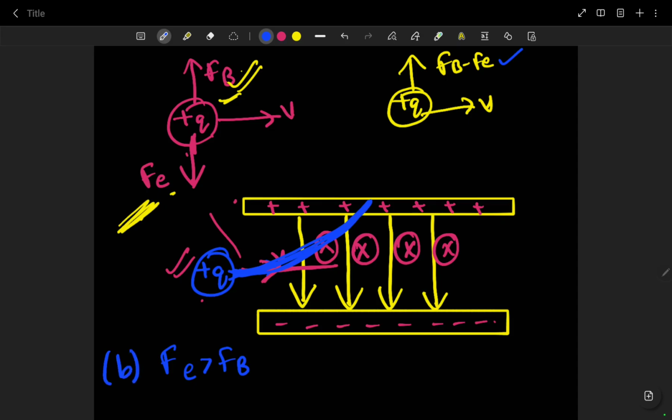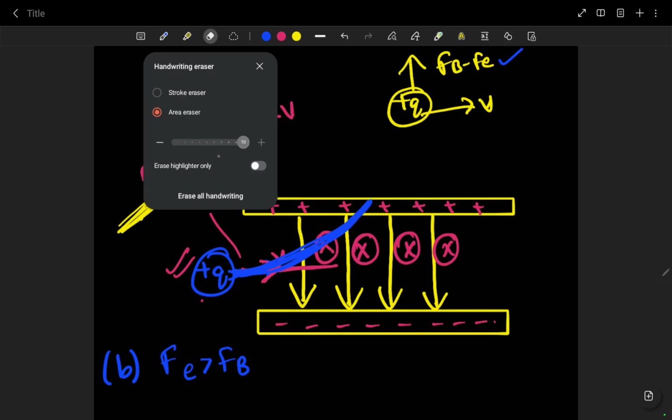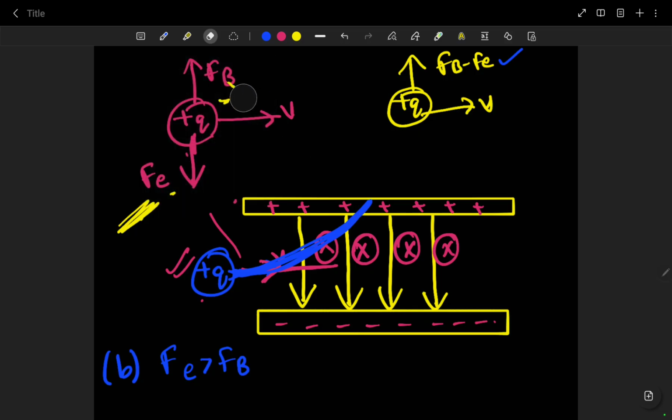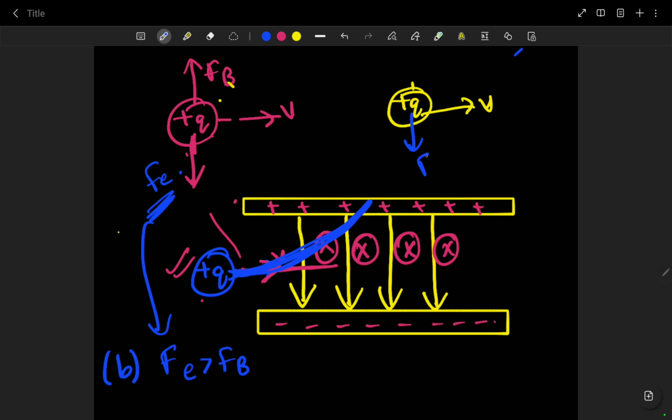Now let's talk about case B. In that case, what will happen? Can you tell me? So in this case, it will align more towards this direction, because FE is greater. So if FE is greater, what will happen at that point? You will draw the diagram, you will erase this part and you will draw it like this. FE minus FB. So this will become the diagram for the second situation, where the electric field is stronger.